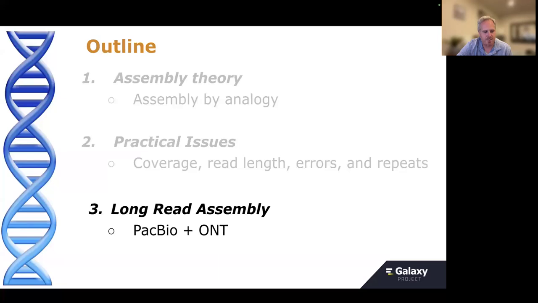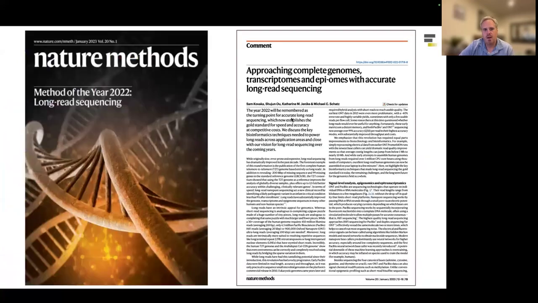And I would argue this has been revolutionized in the last few years thanks to the improvements in long read assembly, specifically through PacBio and Oxford Nanopore sequencing. In fact, in 2022, myself and a few of my lab members wrote a perspective piece about how, thanks to long read sequencing, we're able to get nearly complete genomes, transcriptomes, and epigenomes. In fact, Nature Methods, the journal, highlighted long read sequencing as the method of the year.